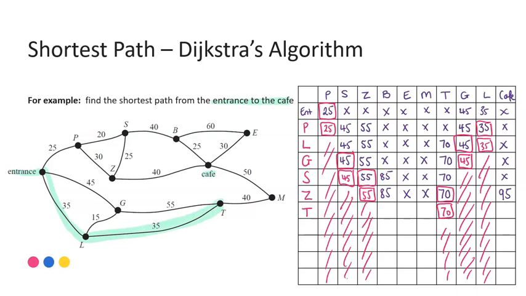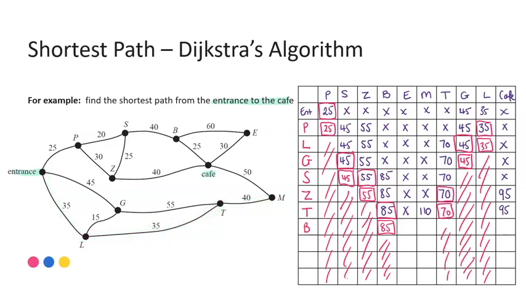So T to B, there's no direct, so we take the 85 already established. T to E, no connection. T to M, yes, we have a connection there of 40. So that's 70 plus 40, 110. And T to the cafe, no connection, so we take our established 95. Again, our next smallest number, 85. And so now B becomes our focal point.